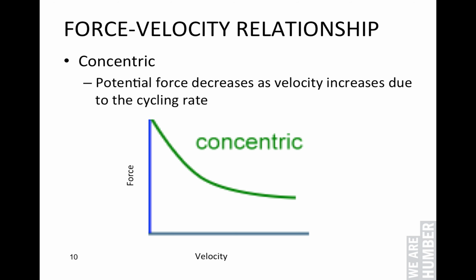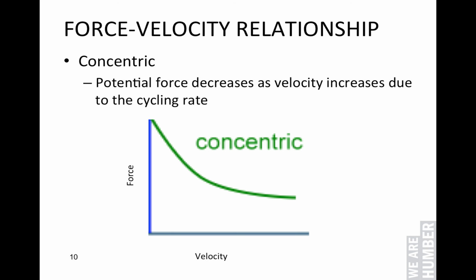The next property of muscle contraction we're going to talk about is the force-velocity relationship. So if you think about it, if you're doing a maximal lift, say a maximal bench press, are you going to do it fast or are you going to do it slow? So I hope your answer is going to be slow.